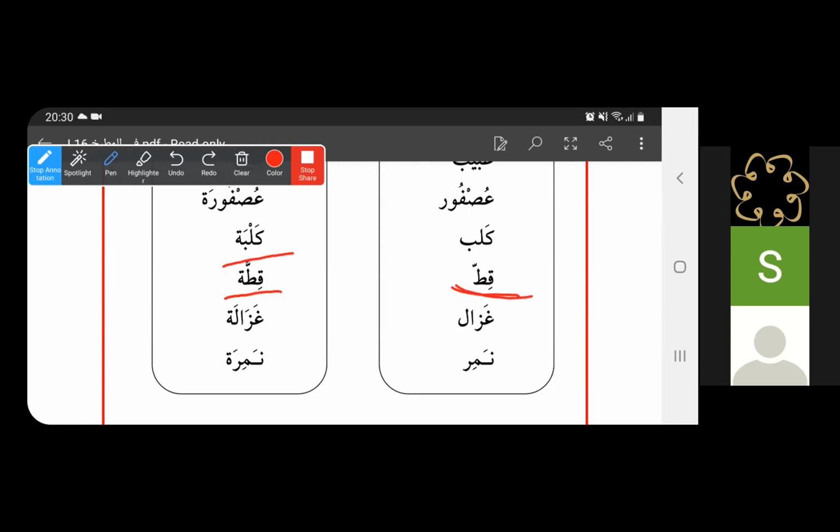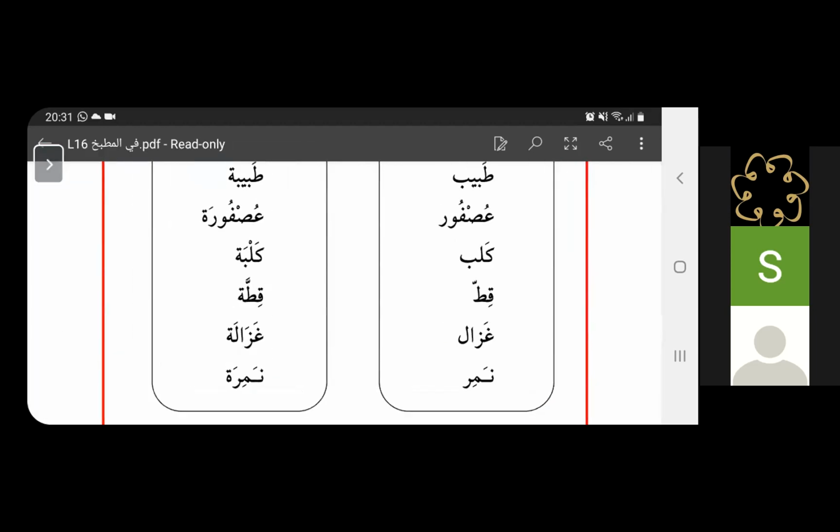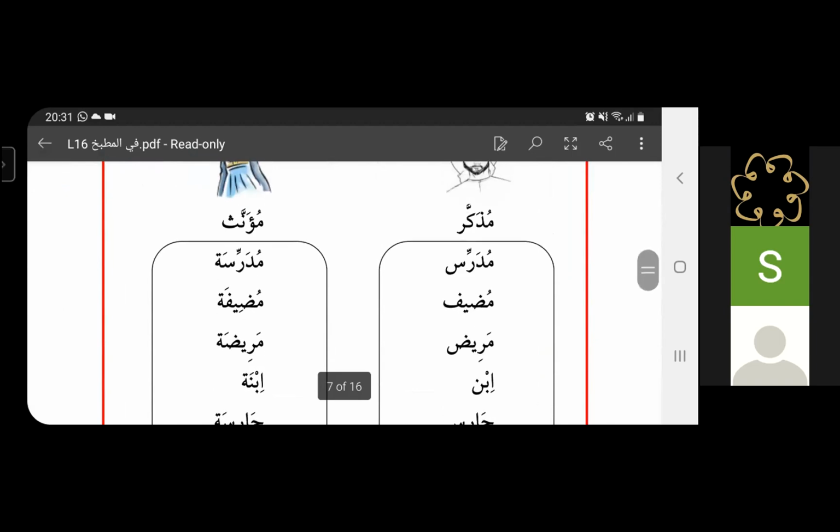صح. Male cat, قط وقطة. غزال, غزالة. أحسنتي. Yeah, they have given you some animals. نمر, نمرة. What does غزال mean? She said it's a deer. Okay, deer. And نمر is the tiger. أحسنت, ما شاء الله. نمر and نمرة, the tiger.